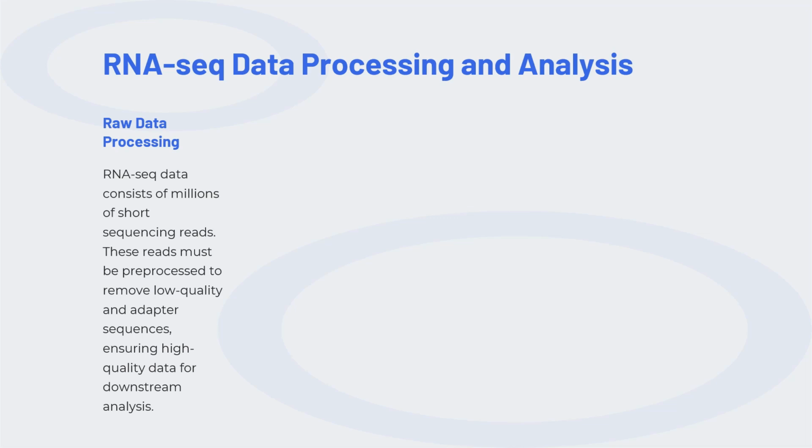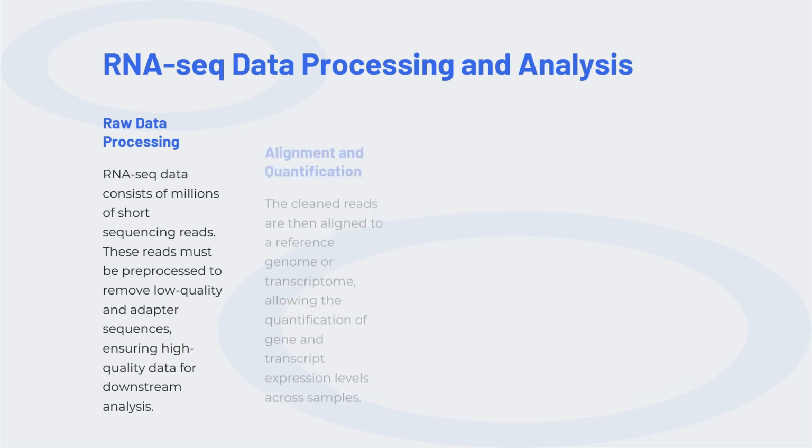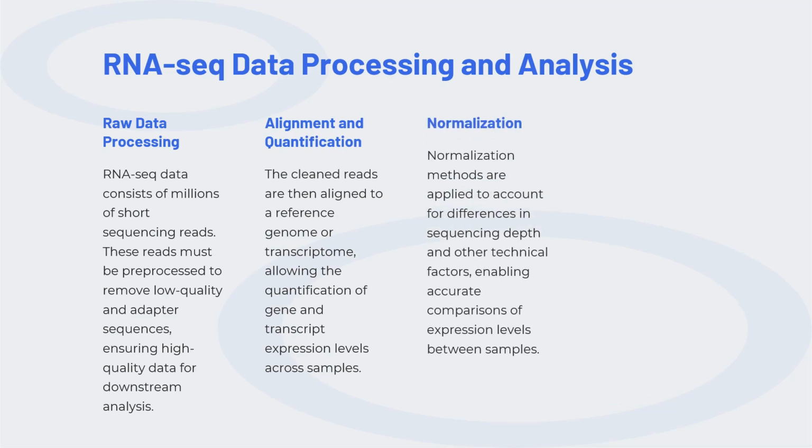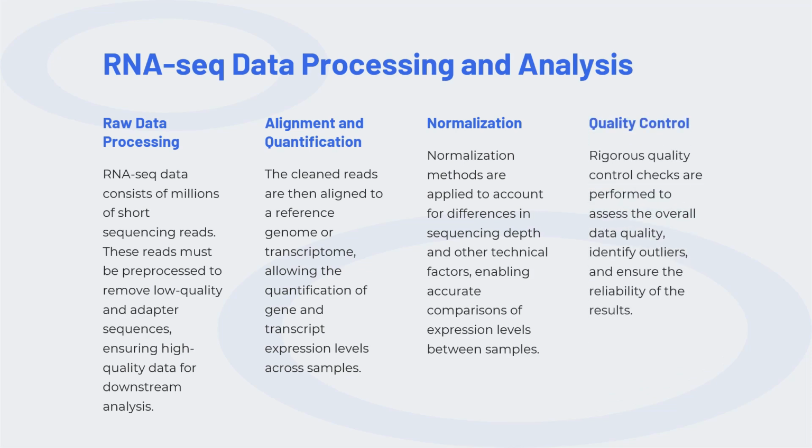So we have raw data processing that consists of millions of short reads. These reads must be pre-processed to remove low quality reads and adapters. So that we are going to do. After that, we have alignment to the reference genome and then quantification of genes. After quantification, we then lead to the normalization of data, and then we have some quality control checkups as well along the way.